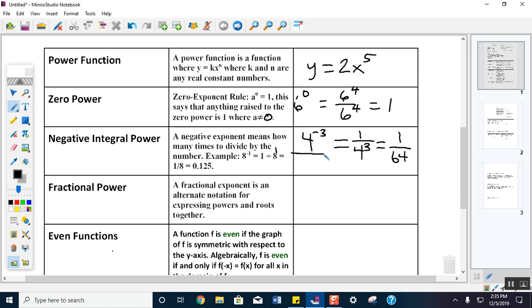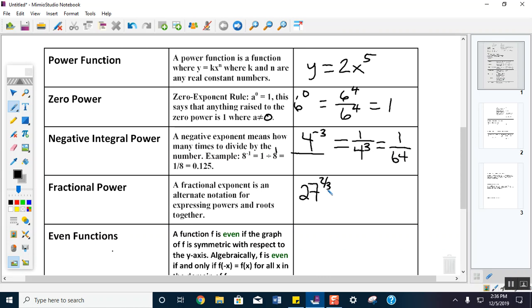A fractional exponent is an alternate notation for expressing powers and roots together. So as an example, I like this one right here. 27 to maybe the 2/3 power. What's true about my exponent there? Whole number or not? Not a whole, but it's still some constant. It's a power. Anybody know how to write that as a root? 3 over 2. Close. Anybody know what this equals? Maybe that's a better question first.